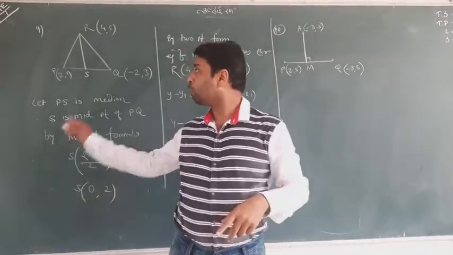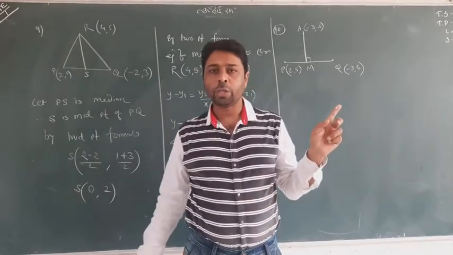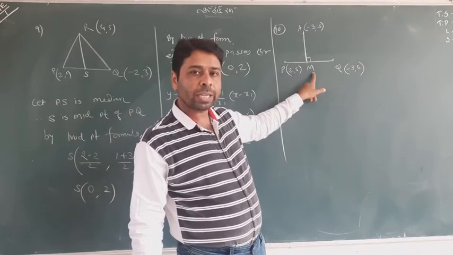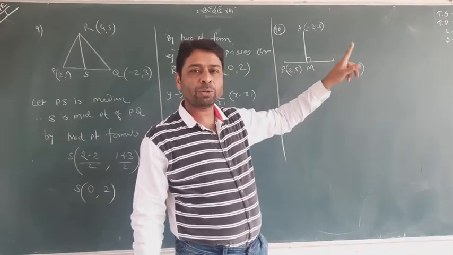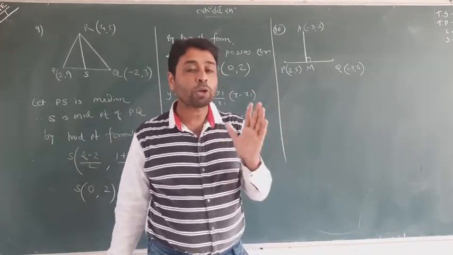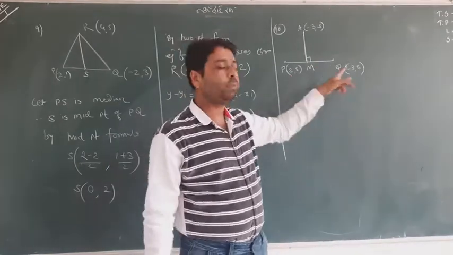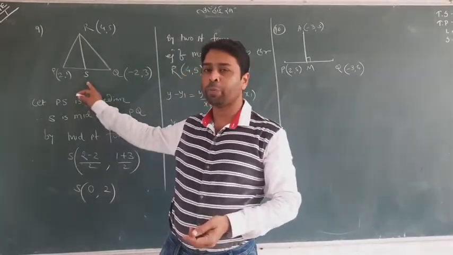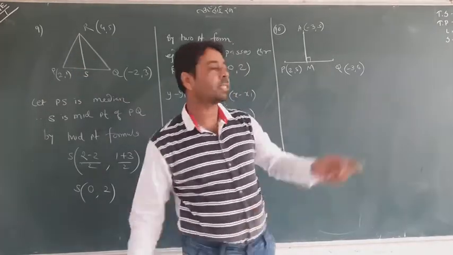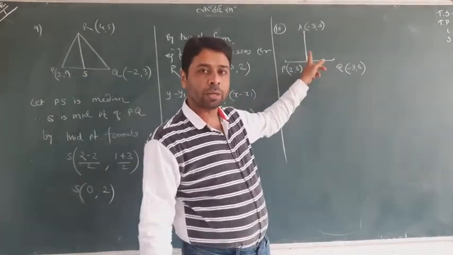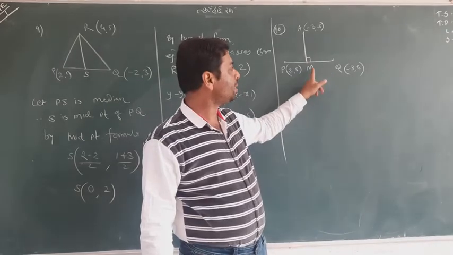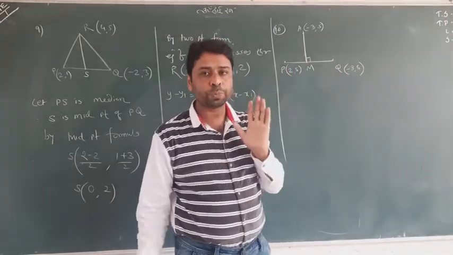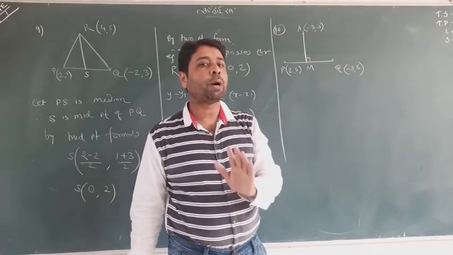If you compare these two conditions, you will initially think that we can find M. You will think that M is a midpoint, but I tell you that M is not the midpoint of PQ, which is actually not given in the question. In the earlier case, S was a midpoint because it was given as a median. This time it is not a median or anything like that. So M is not a midpoint, and we cannot find the value of M from PQ.